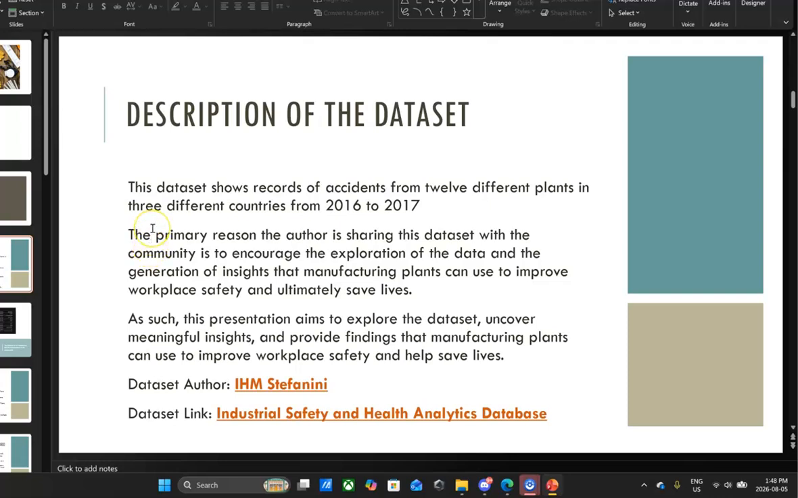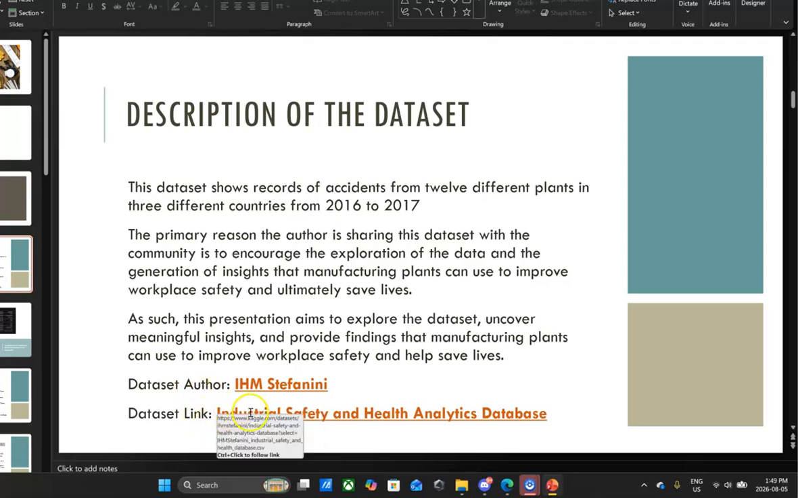So what is the data set? What type of data set are we looking at? Well, this data set shows the occurrence of accidents from 12 different plants in 3 different countries from 2016 to 2017. The primary reason the author is sharing this dataset with the community is to encourage the exploration of the data and the generation of insights that manufacturing plants can use to improve workplace safety and ultimately save lives. As such, this presentation aims to explore the dataset, uncover meaningful insights, and provide findings that manufacturing plants can use to improve workplace safety and help save lives.